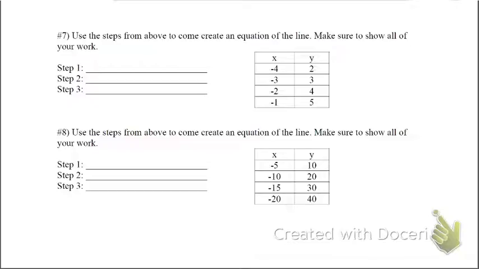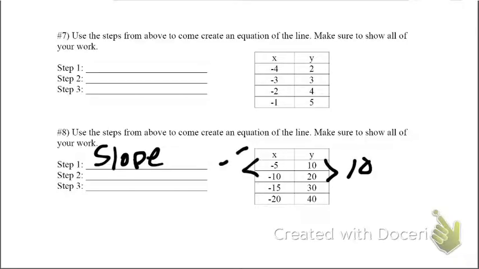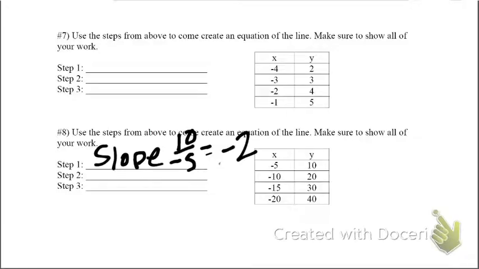Alrighty, last but not least for number 8, my first step is, of course, to find my slope. This is increasing by 10. This is decreasing by 5. So 10 over negative 5 means that I'm going to have a negative 2 for my slope. And I'm going to pretend for a minute that there's not a pattern going on in this table. I'm just going to use the format y equals mx plus b.